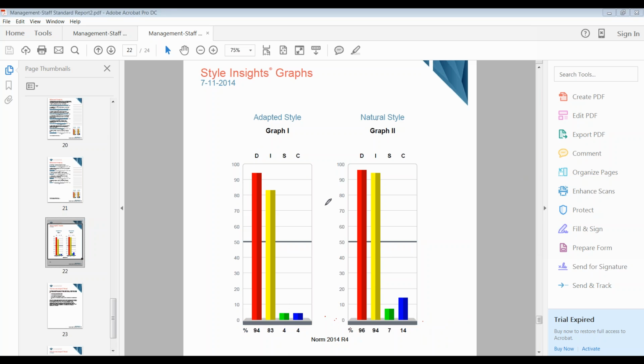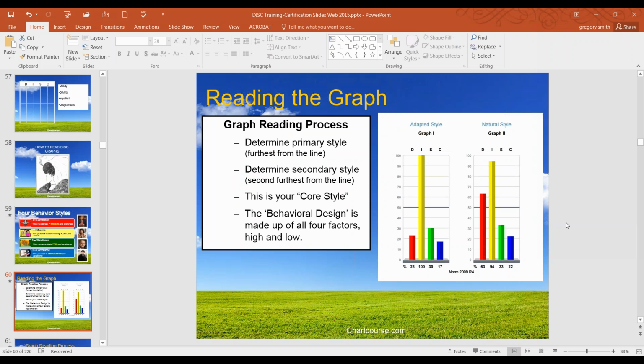So let me pop back as a quick review and make sure we covered all the important information here. We call the natural graph your core style, which is based usually on the top two highest colors. This person's core style would be an I over D. This is called your behavioral design, which is based on all four factors. But if you're just doing a workshop and explaining what someone is, you say, hey, you're an I over D, or you're a D over I, or an I over S, or an I. A lot of people will have two colors that are exactly equal to each other.